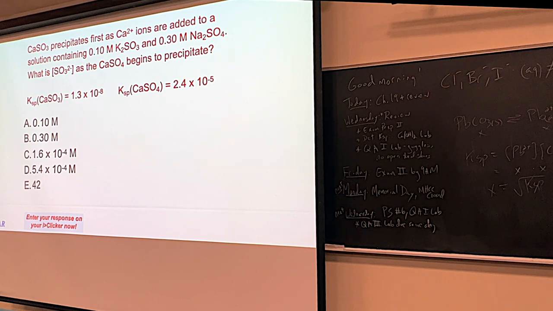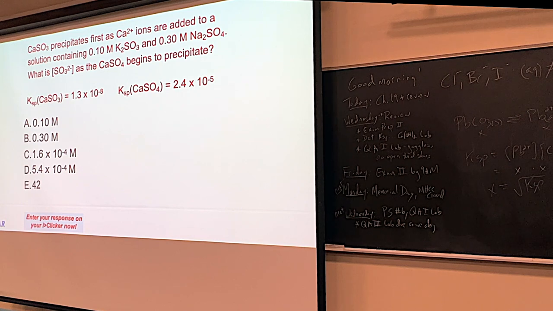Well, as you start adding in calcium, all right, the CaSO3 makes a solid, and you can filter the calcium sulfite or decant or whatever. You can take the sulfite out of the solution. So this number, the 0.10 number, is going to start decreasing as the solid's made. So the question is here, how much of the sulfite is left when the calcium sulfate begins to precipitate?